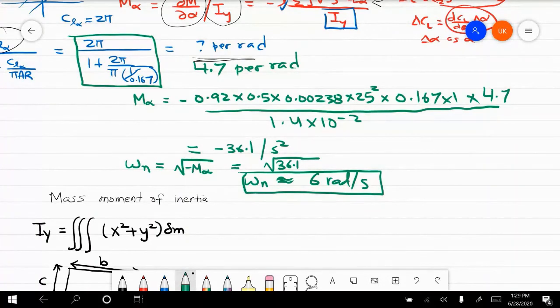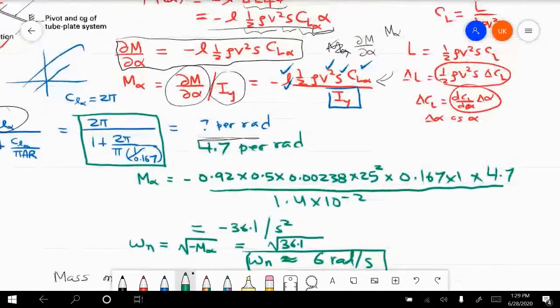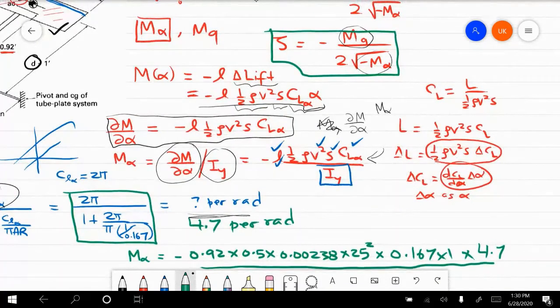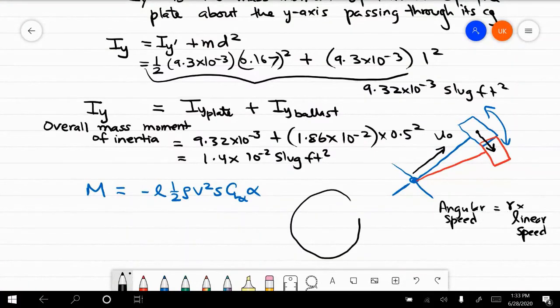We also want to know the value of the damping ratio, and here is the equation for the damping ratio. But wait a second, that requires us not only the value of m alpha, but also the value of mq. So we need to talk about how we can obtain this mq. Just in general, as you may have seen in the past, if I call this distance L, and this is r, and this angle is theta, then we know that theta equals L over r. So L equals r theta.